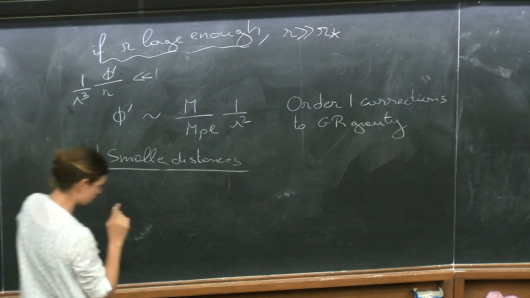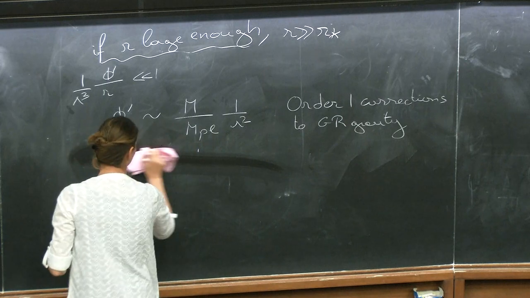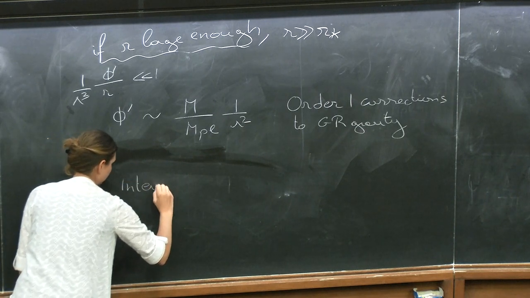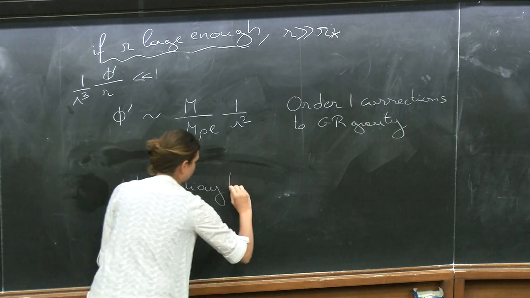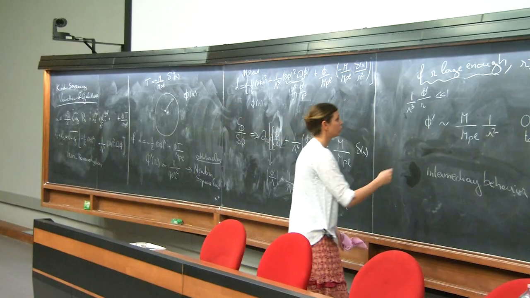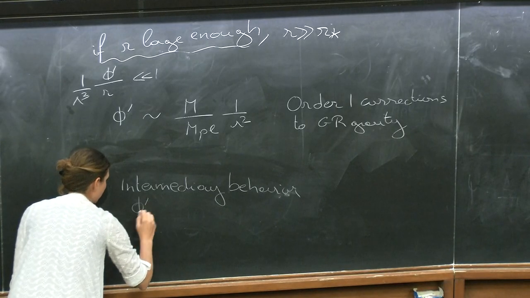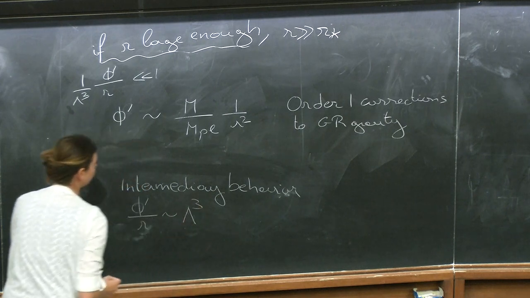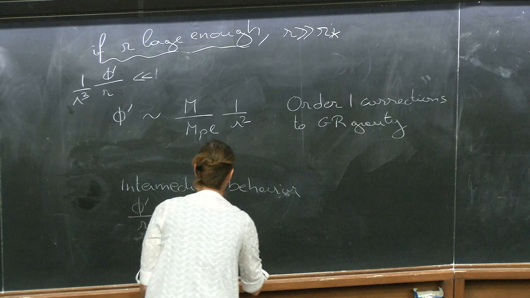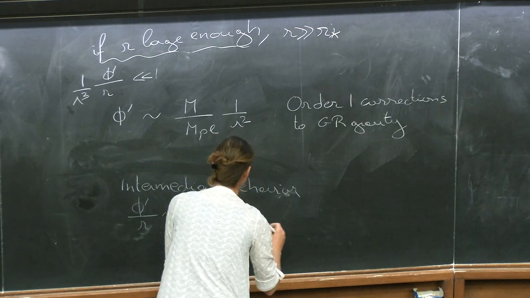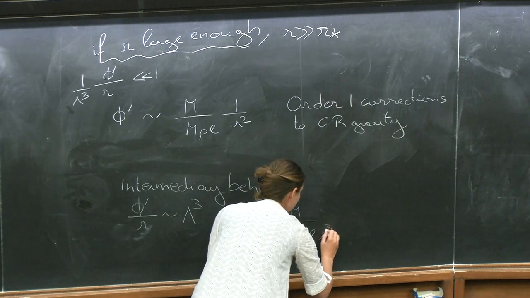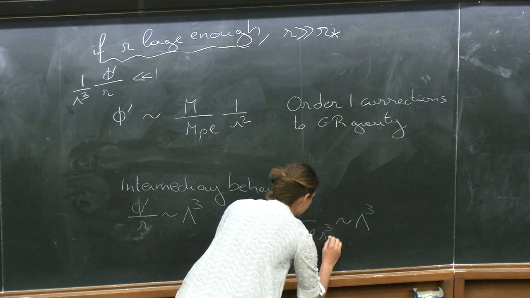So there's an intermediate scale, where both this term and that term are of the same order of magnitude. That happens when this is of order 1, so when phi prime over r is of order lambda cube. To see when that scale happens, we can plug in here the expression for phi prime. And that tells us that this is at a radius which goes like m over m Planck, r to the cube is of order lambda cube. And let me call it r star.